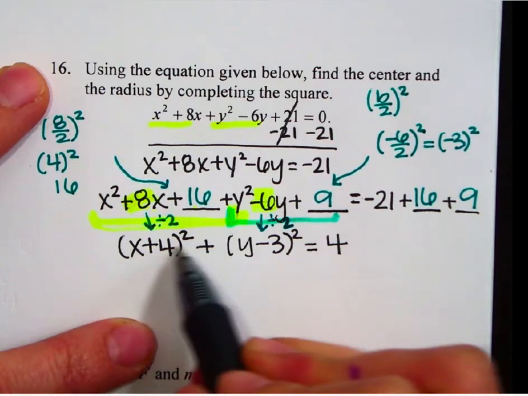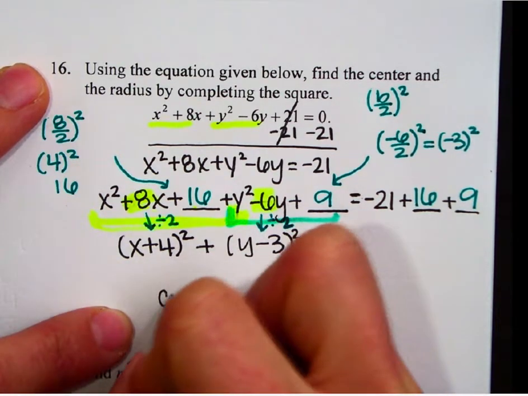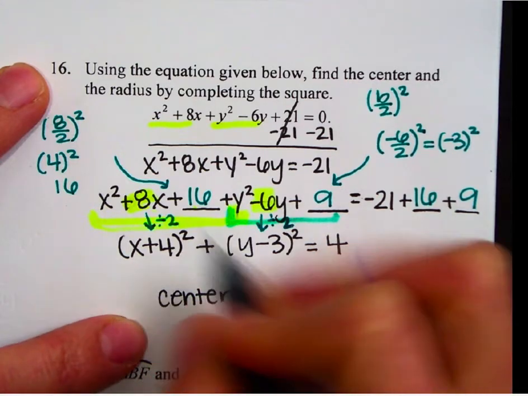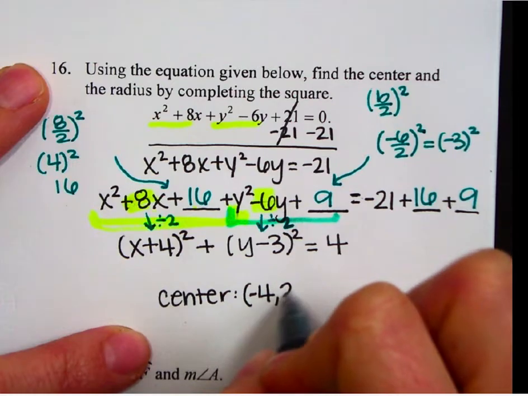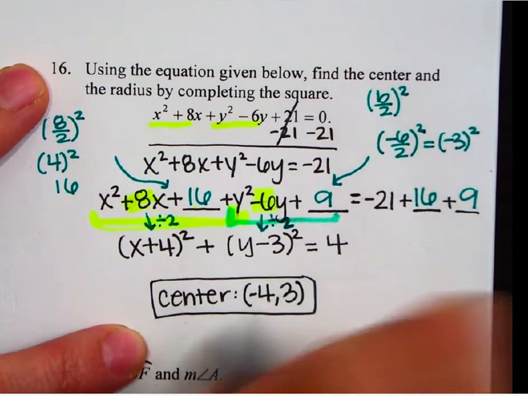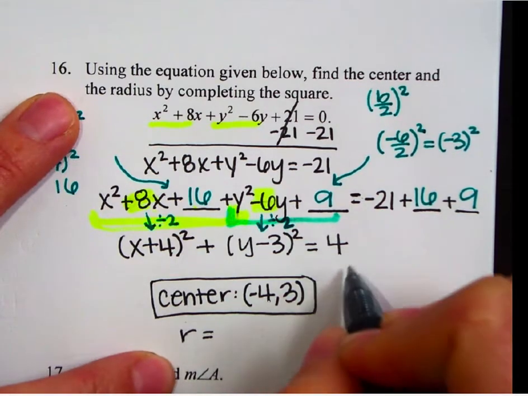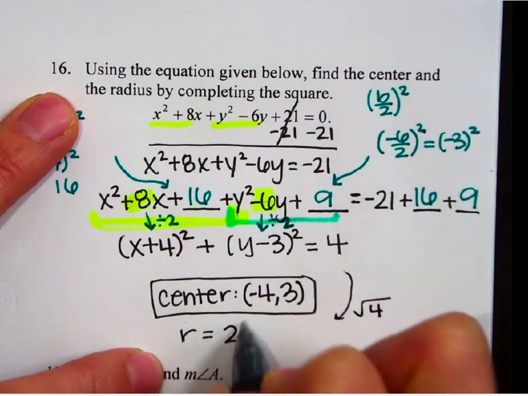So with this standard equation of the circle, we are now ready to identify the center by taking out the numbers from inside parentheses, changing their signs. So negative 4, 3 is going to be the center of this circle, and the radius is found by taking the square root of 4. So the radius is 2.